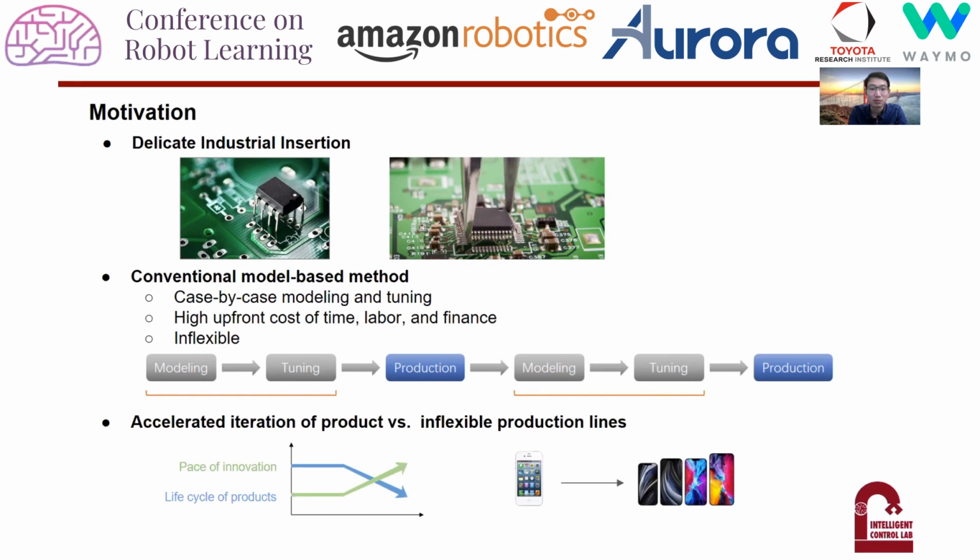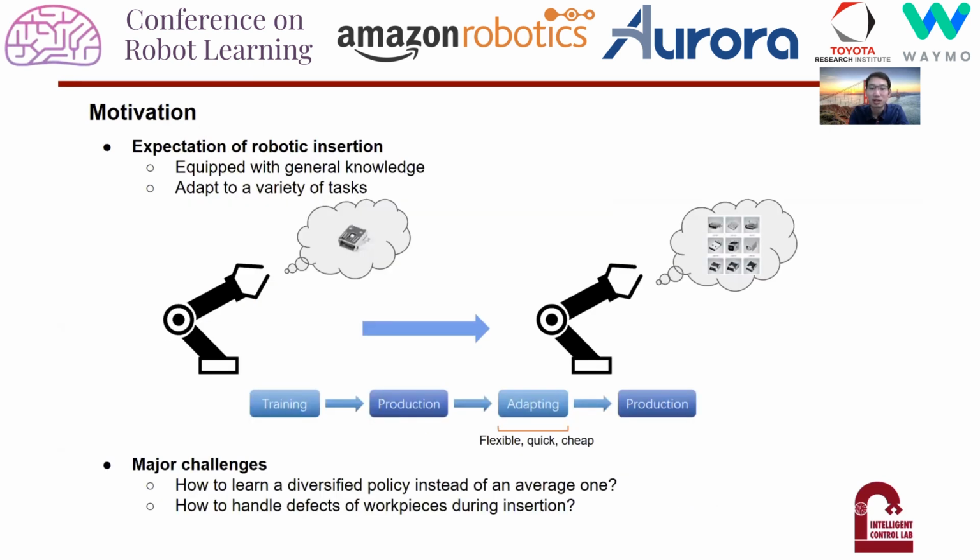The conventional model-based methods for insertion can achieve high performance, but require case-by-case tuning and have poor generalizability. Forming such a production line consumes a significant amount of time and resource. However, nowadays the accelerated pace of product innovation has significantly reduced the life cycle of a production line. This gap urges the assembly lines to be more flexible, and robots are required to be equipped with general insertion skills that cover a variety of tasks.